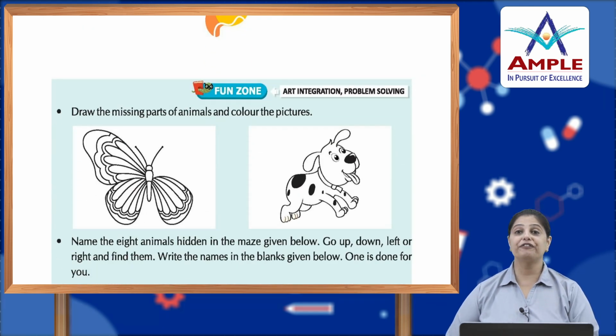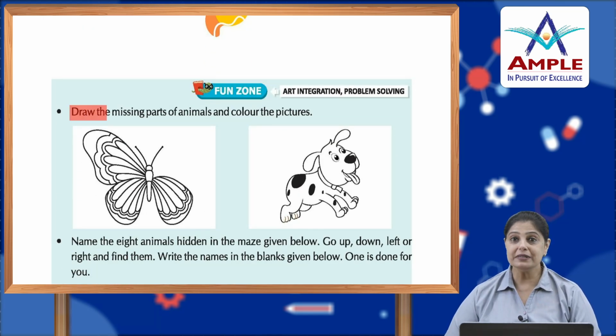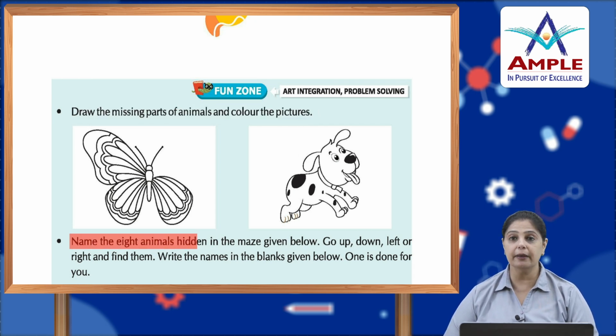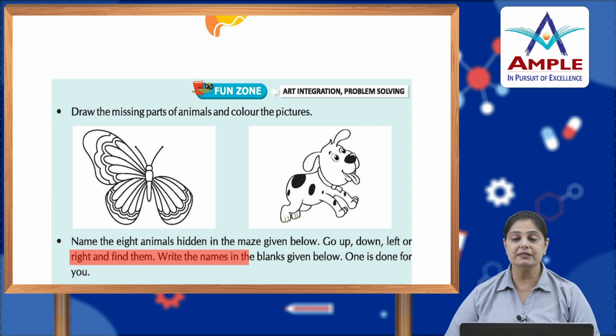Now, fun zone. Draw the missing parts of animals and color the pictures. I'm sure that you all can do this easily. Name the 8 animals hidden in the maze given below. Go up and down, left and right, and find them. Write the names in the blanks given below. One is done for you.